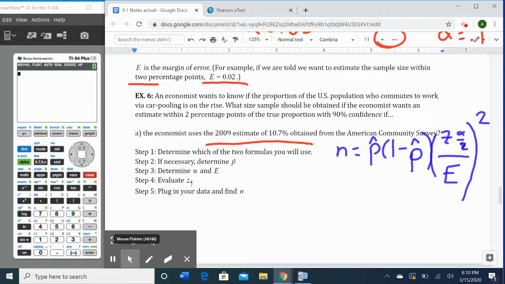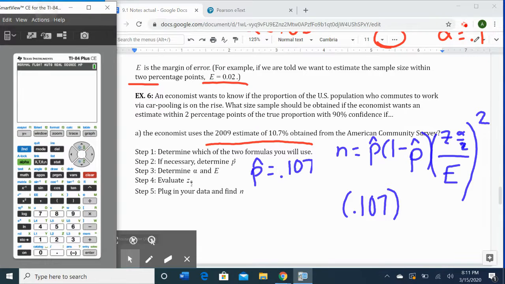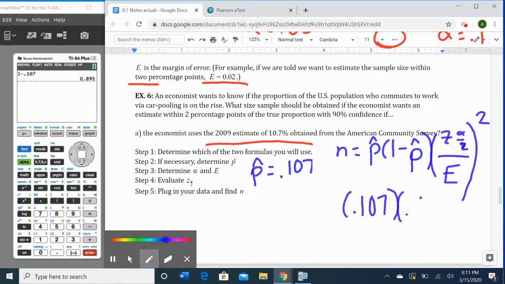So if necessary, step 2 here, determine P hat. Because I have a P hat, instead of 10.7, I'm going to write it as 0.107. So P hat is 0.107. What does that make 1 minus P hat? Well, what's 1 minus 0.107? I get 0.893. And then I need to figure out what that other fraction is that I'm multiplying this by.